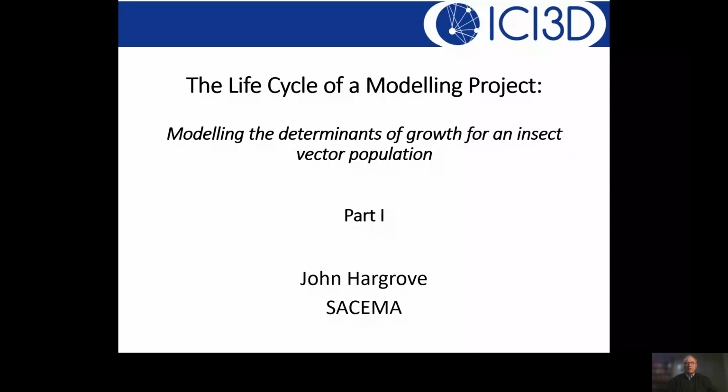I'm John Hargrove, and I'm going to be talking to you today about looking at the life cycle of a modeling project. In particular, we're going to be looking at modeling the determinants of growth for an insect vector population. This talk is going to be given in 3 parts. This is part 1.